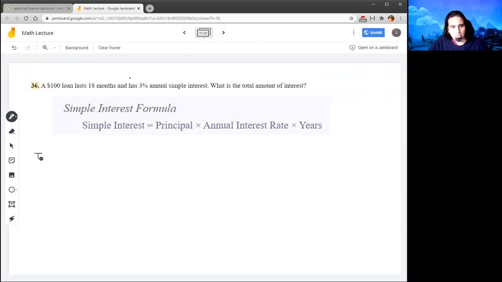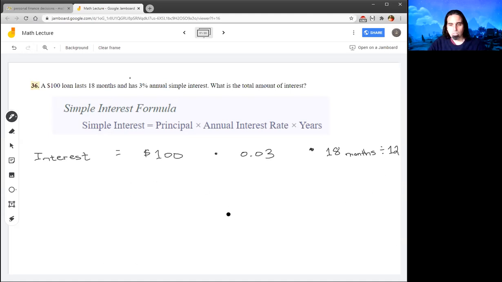So in this case, the principal is 100. The annual interest rate is 3%, so 0.03. And the number of years is 18 months. Maybe you were awake and smart and look at that and say that's a year and a half, so 1.5. If your brain isn't that agile right now, then you can just say we're dealing in months, so we're going to divide by 12 afterwards.